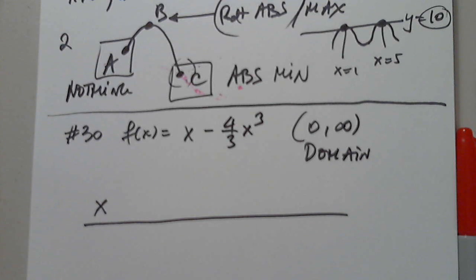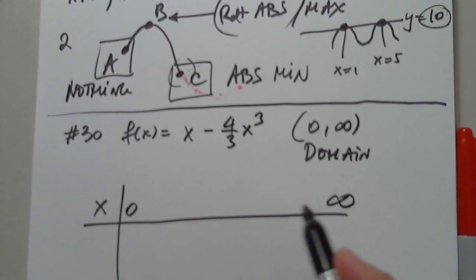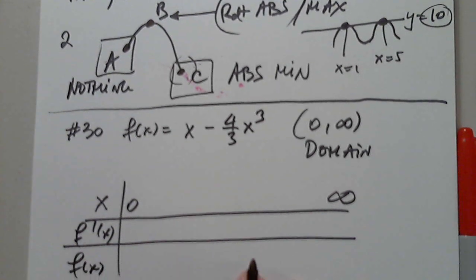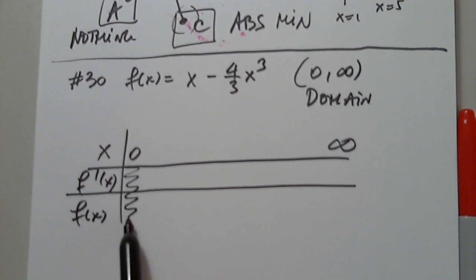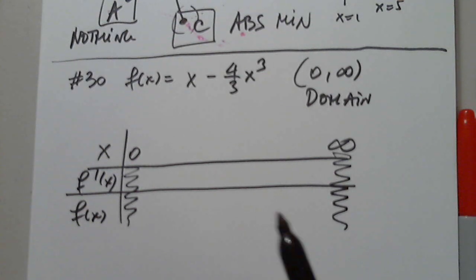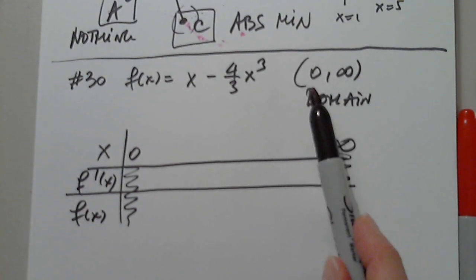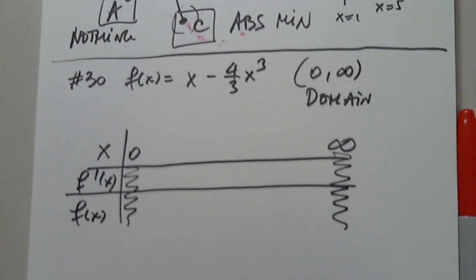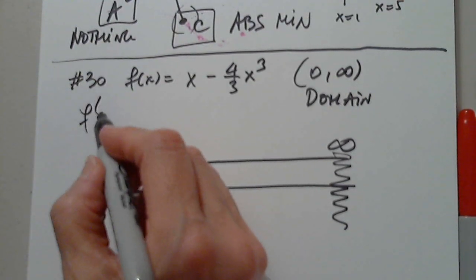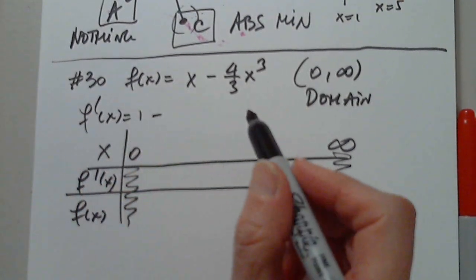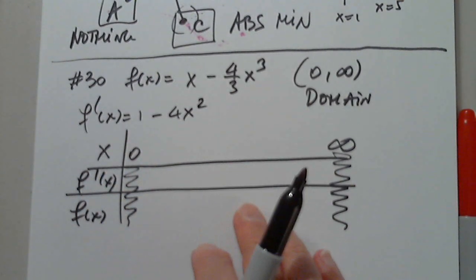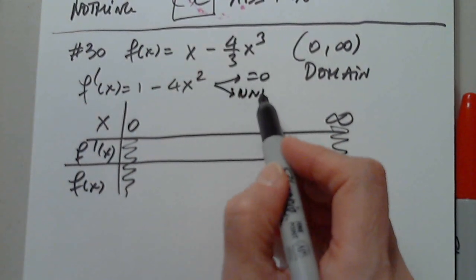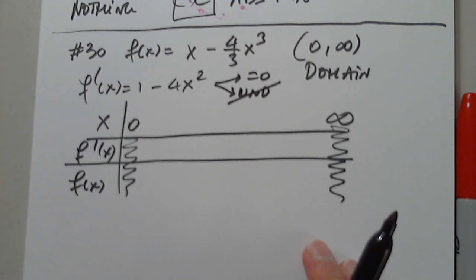So we are given 0 to infinity. So this is f prime, and this is f of x. Of course, you cannot put anything under this, because according to the domain that we are given, we're not allowed to put 0 in. And of course, infinity is a symbol. So we have to find f prime of x, which will be 1 minus 4x squared. And we have to look at when it equals 0 or is undefined. It's a polynomial. It cannot be undefined.